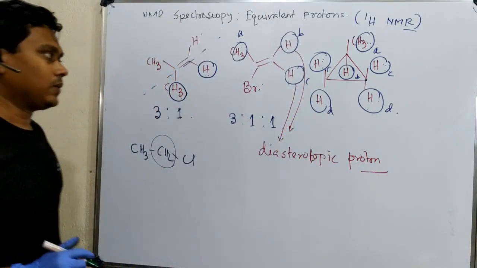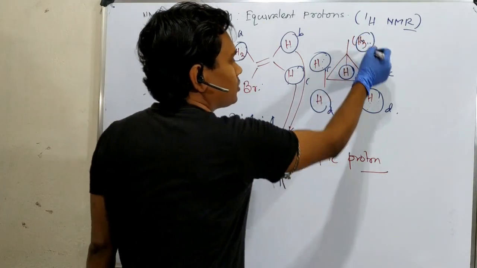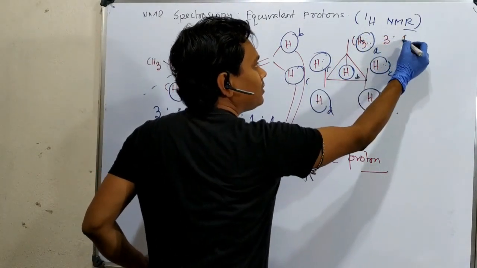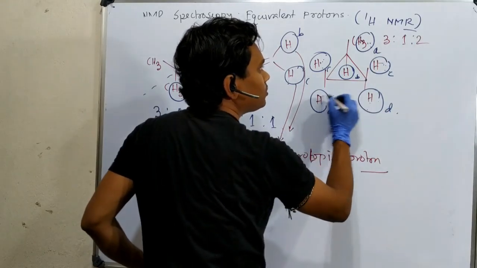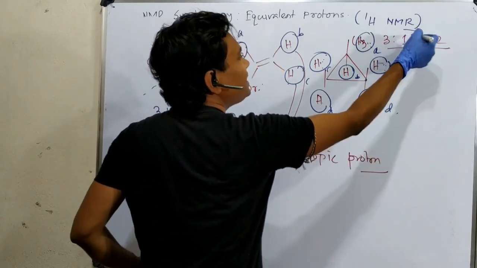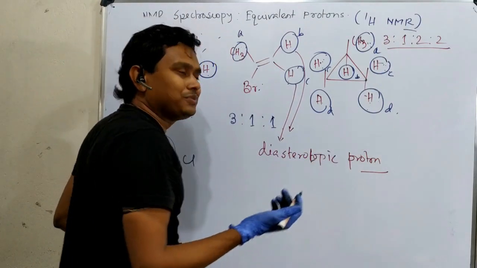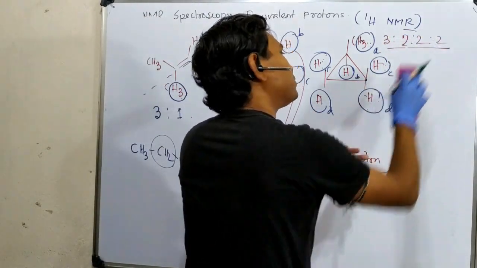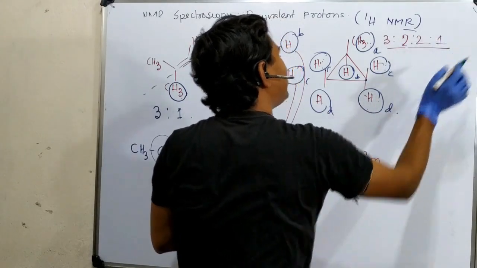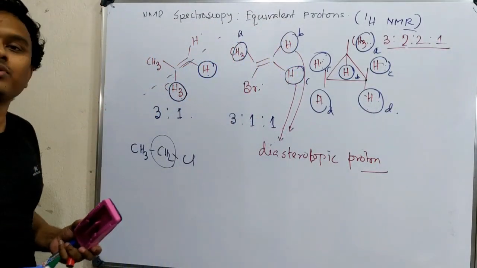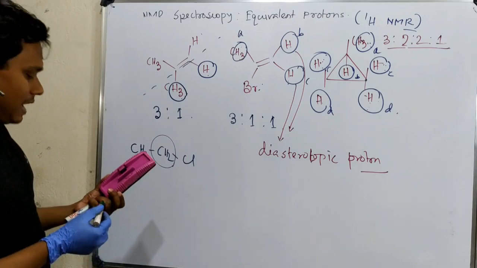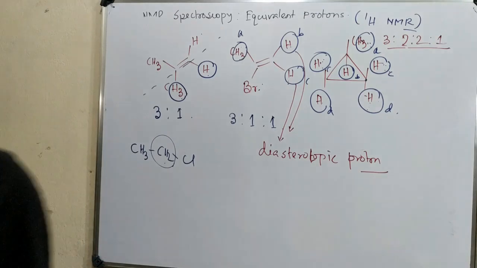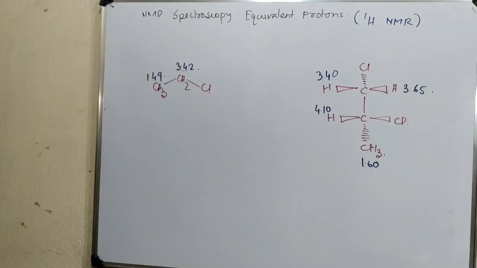Now in this case what will be the ratio? 3, 1, 2, 2. You can write differently, 3, 2, 2, 1. If you think it looks a little better for your eyes, no problem. Generally we write it in this way. So we can write the equivalent proton ratio like this. Fine. Now let's discuss a little bit about such kinds of molecules where a little abnormal behavior will be observed.